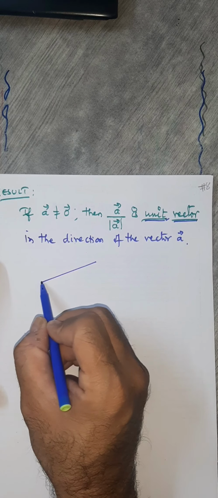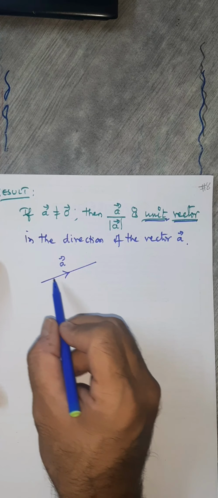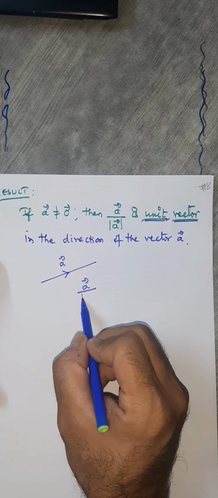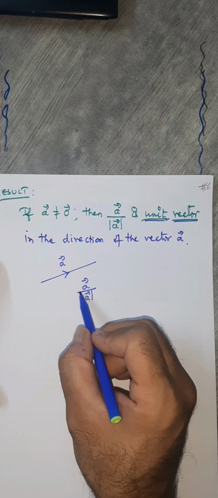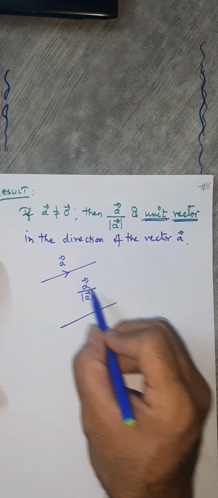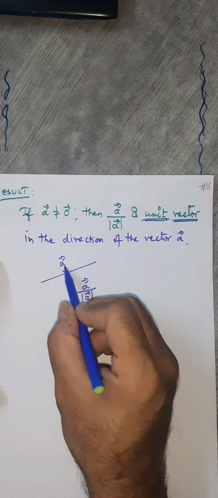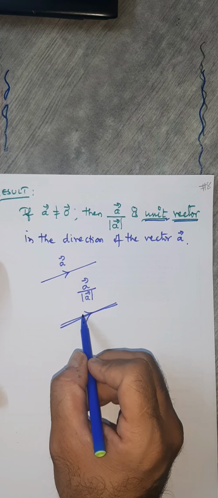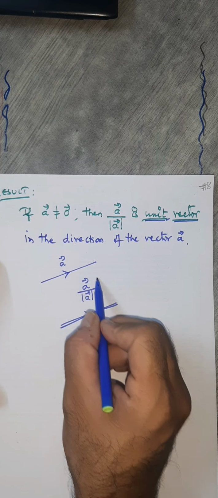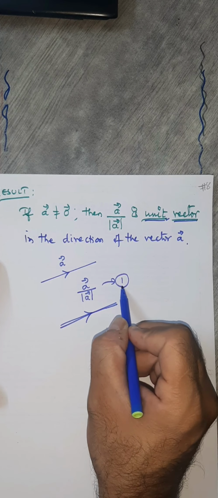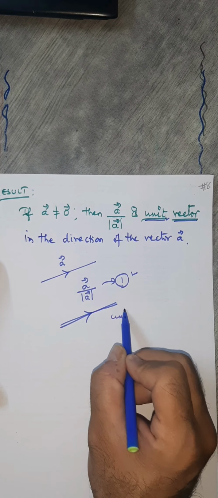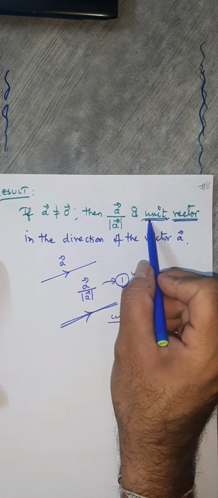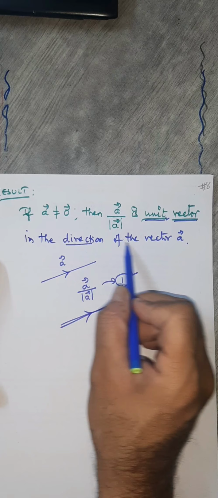So if this is a vector, vector A, the magnitude of this vector can be anything. But if I find this vector upon its magnitude, this is also a vector, a new vector which is in the direction of the given vector. The direction of this vector which I've shown here is the same as this. These two are in the same direction, but if you get the magnitude of this, it would be just 1, remember, and therefore this is a unit vector. Always true. Vector upon its magnitude is a unit vector in the direction of the given vector.